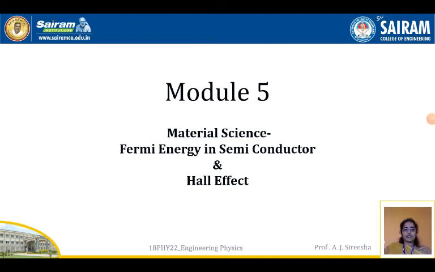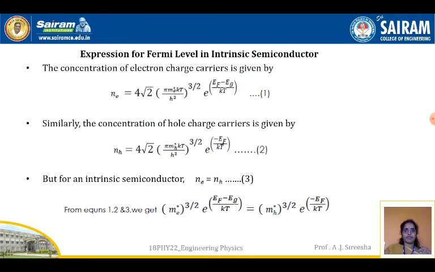Now in this session we are going to see Material Science Module 5, where we discuss the Fermi energy in a semiconductor and the Hall effect. First, the expression for the Fermi level in an intrinsic semiconductor. In an earlier session we have seen the concentration of electron charge carriers is given by Ne = 4√2 π (m_e* kT / h²)^(3/2) e^((Ef − Eg)/kT).